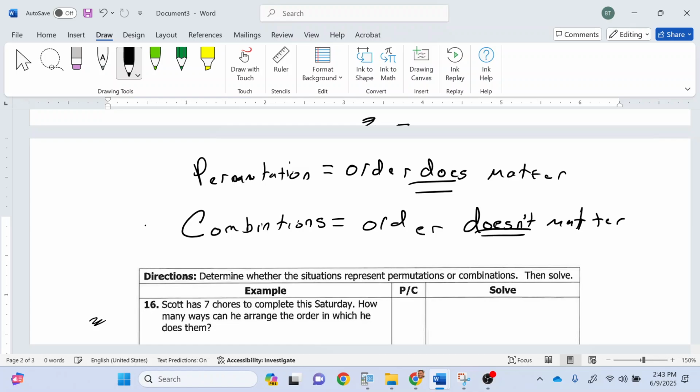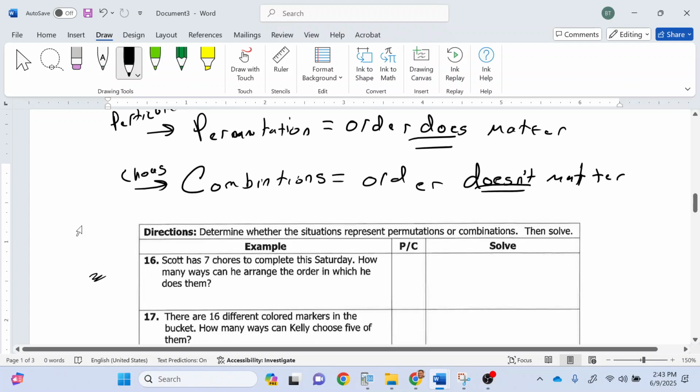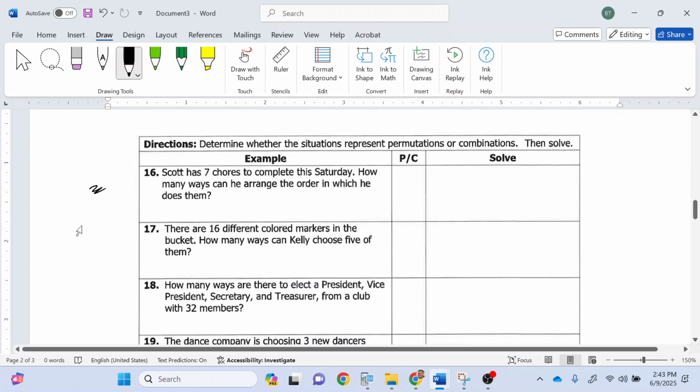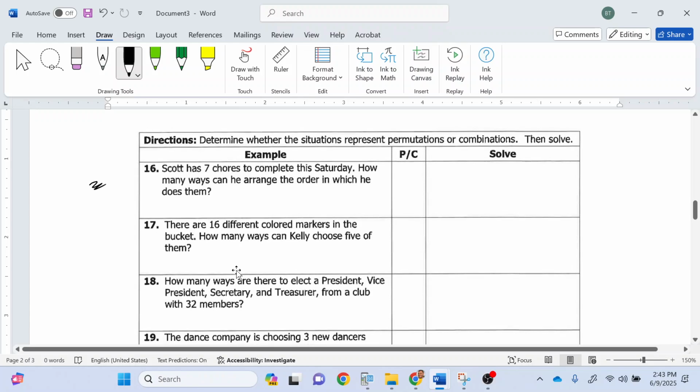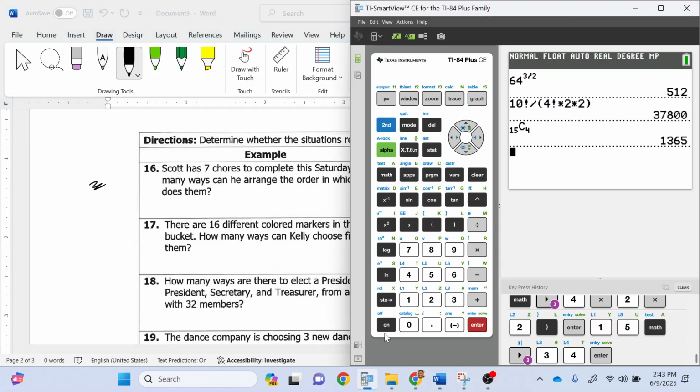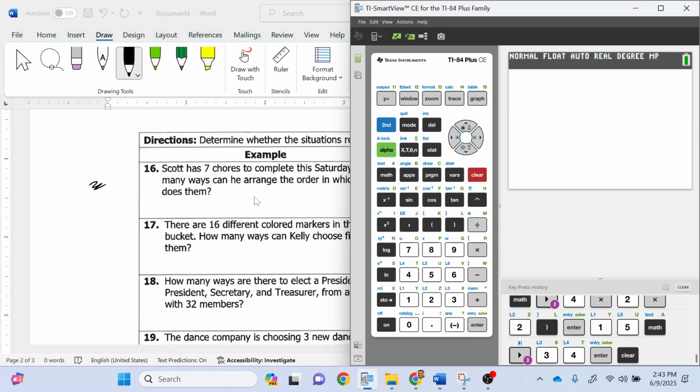A way to remember it. P, I'm particular about it. And C is chaos. There's no order, it's just chaos. So particular versus chaotic, okay? Or I don't care either. People say, like, I don't care. All right. So for this one, we need P and C. And I'm going to show you how to do it in the calculator so you can get the answer. So I have the calculator here.